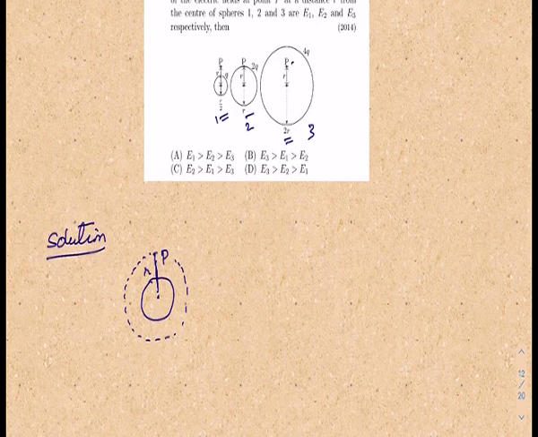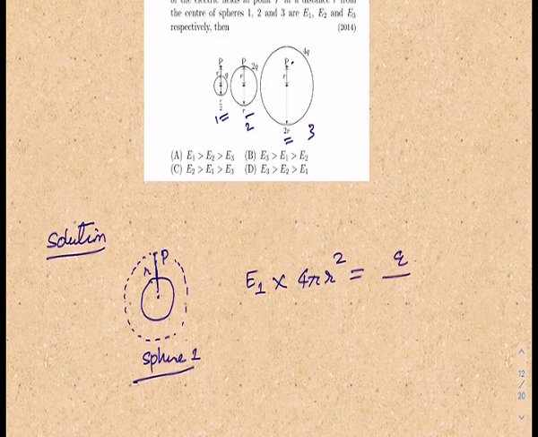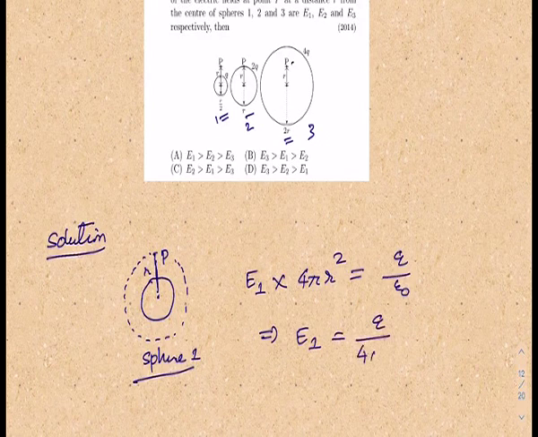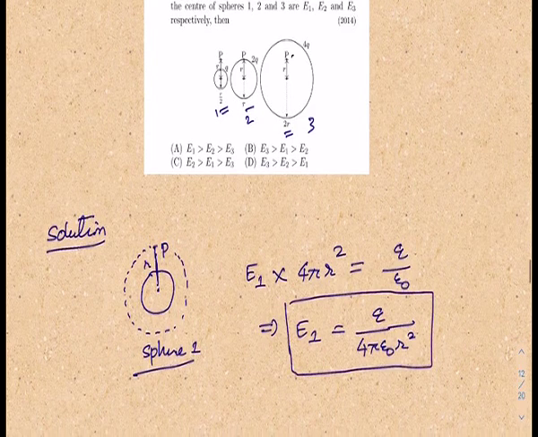So you have here the electric field, say E1, for sphere 1. E1 into 4 pi r square equals the charge enclosed, q, divided by epsilon 0. Therefore the electric field is simply q divided by 4 pi epsilon 0 r square. Okay, so this is what you have for the first sphere.